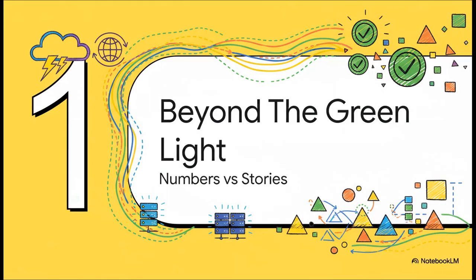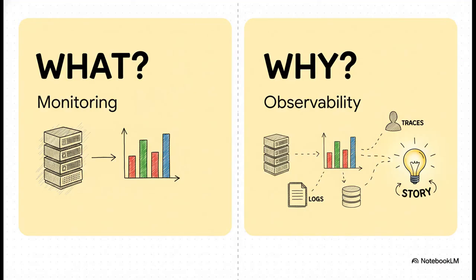Okay, let's start at the beginning. What does it actually mean to move past a simple health check that just tells you everything's okay? This slide cuts right to the chase. Monitoring gives you the numbers. It tells you what is happening. Hey, your CPU is at 90%. But observability gives you the story. It connects that CPU spike to the exact log entries and user requests that caused it. That way you can actually fix the root problem instead of just playing whack-a-mole with the symptom.